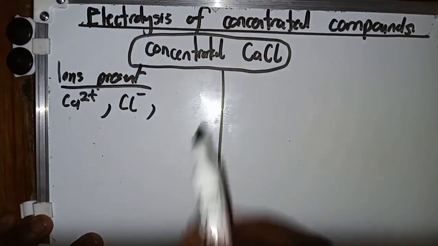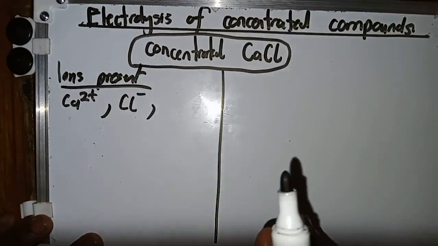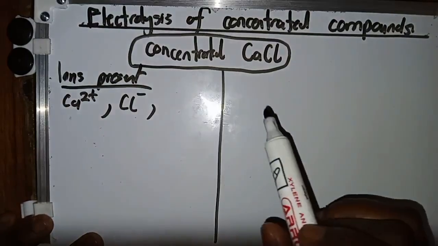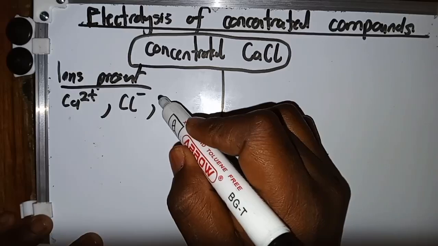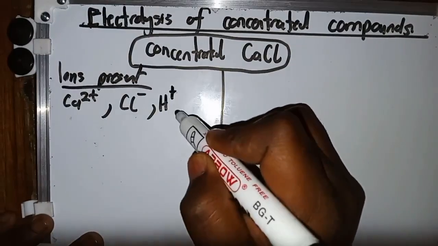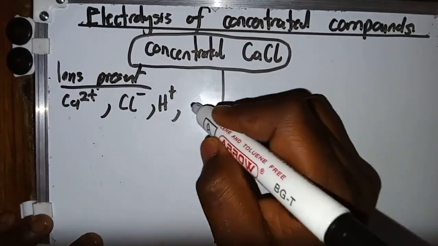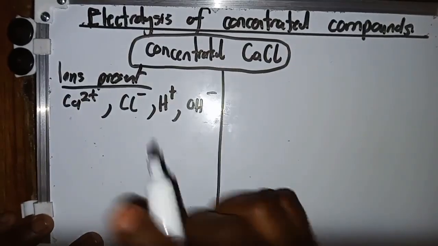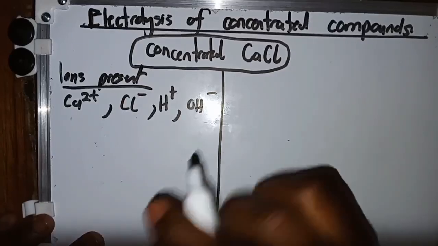And what do we have again? For concentrated, I've said that there's also water involved, okay? So the ions from water are H+ and OH-. So these are the ions present.